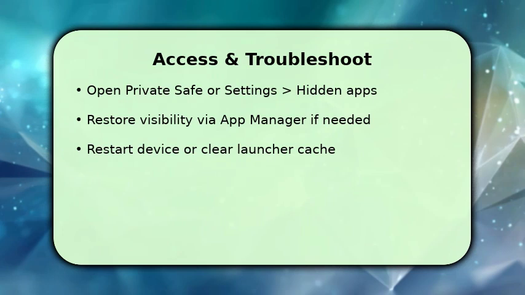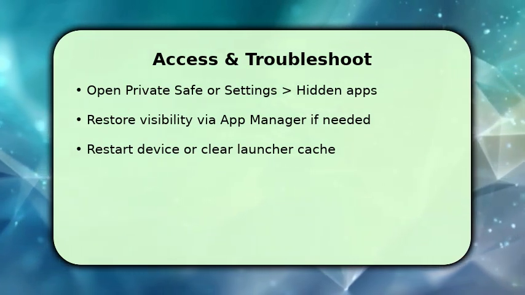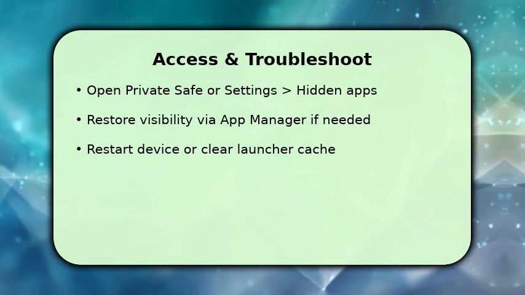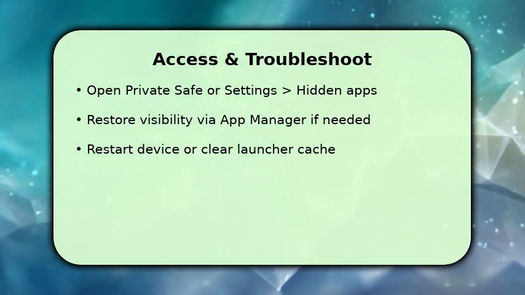Finally, access the hidden app through Private Safe or the Hidden Apps list whenever you need it. You open Private Safe with your PIN, find the app and launch or restore it. This keeps functionality while keeping icons hidden.